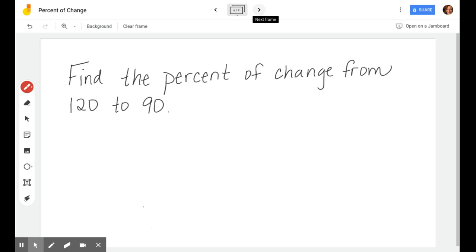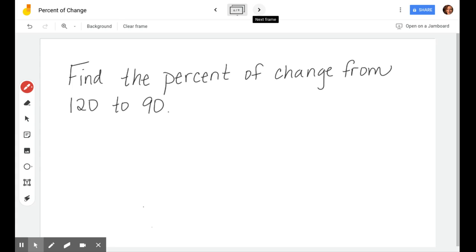Okay, find the percent of change from 120 to 90. So again, this one's dropping. So I'm either going to need to say that it's a decrease or I'm going to need to put my negative in front of it.